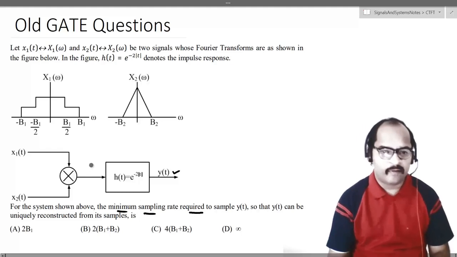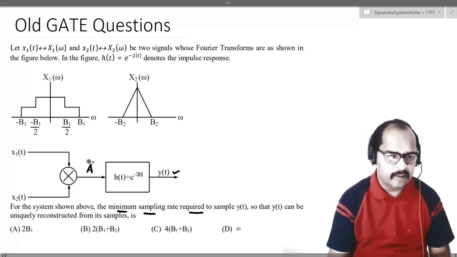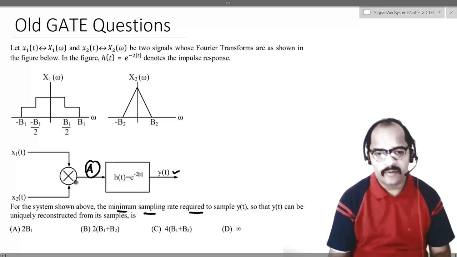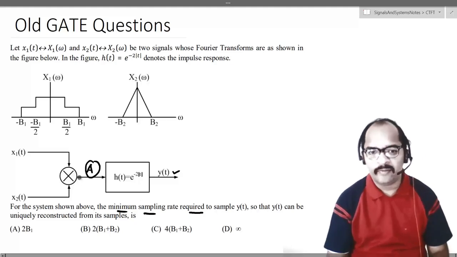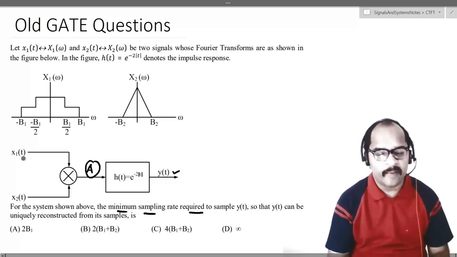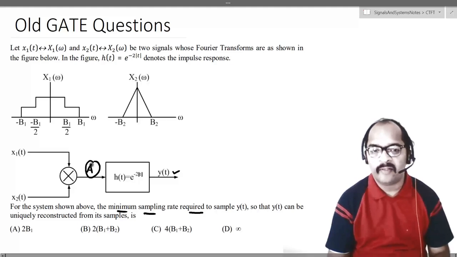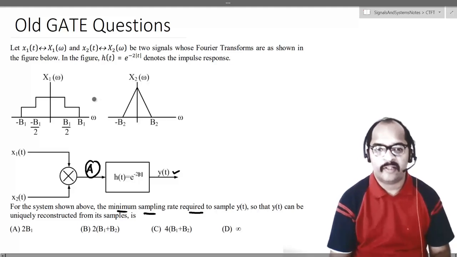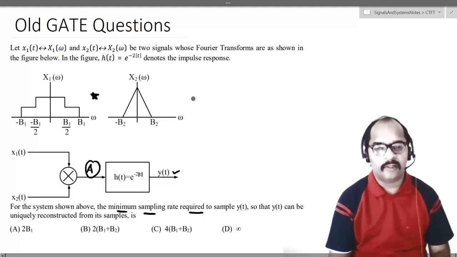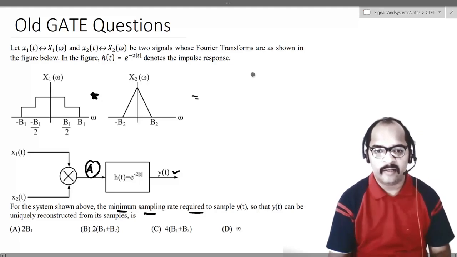Let me say that this is some a. So at a, what will happen to the Fourier transform? What is happening here? At a, x1 of t and x2 of t are multiplied. So what should happen in the frequency domain? These two functions' corresponding Fourier transforms should get convolved, and this will give you the Fourier transform at a.